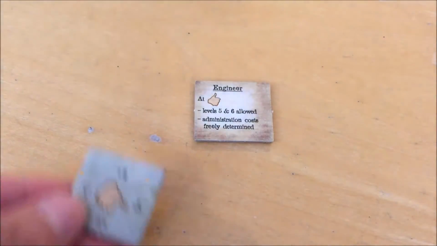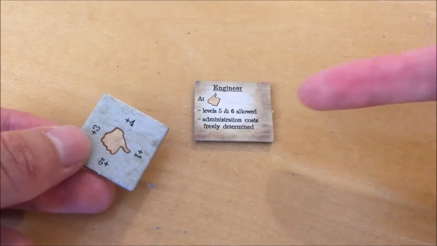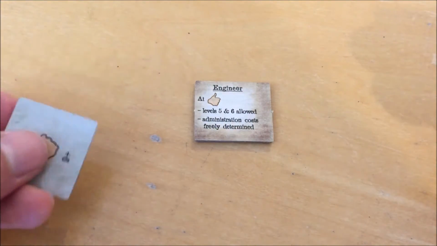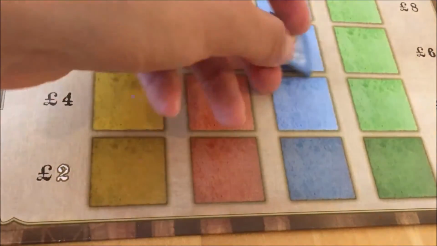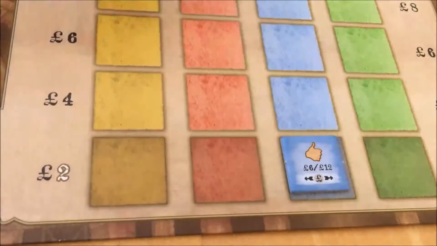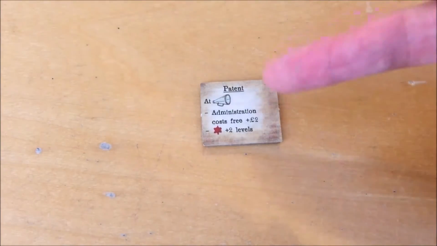Normally, the maximum quality marker is 4. The engineer raises the max to 6 for all your factories. Even if you discard it, you will keep whatever levels you obtained while you had it. Also, you can choose the administrative costs when you do the quality action, no matter where you place the marker on the administration chart. The patent can only be used as part of the distribution action.